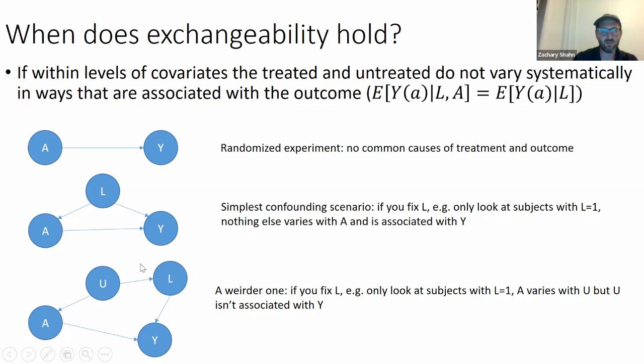The only way U influences Y is by changing L, and we're just fixing L. We're only looking at the people who have L equals 1. So again, we're in a situation where there are no systematic differences between the treated and the untreated that are also associated with Y in people with any given fixed value of the covariate L. So these were 3 examples where exchangeability holds.